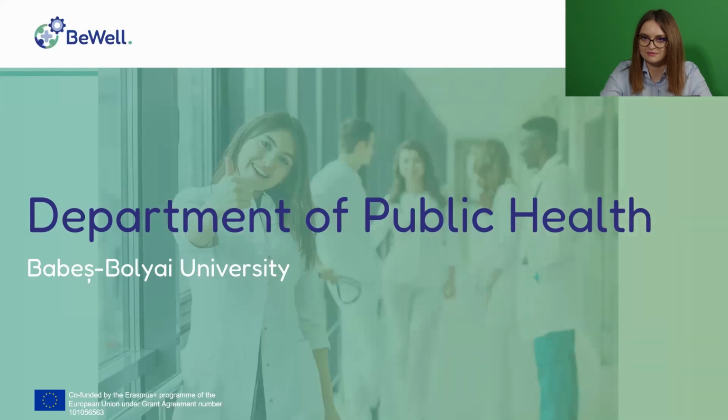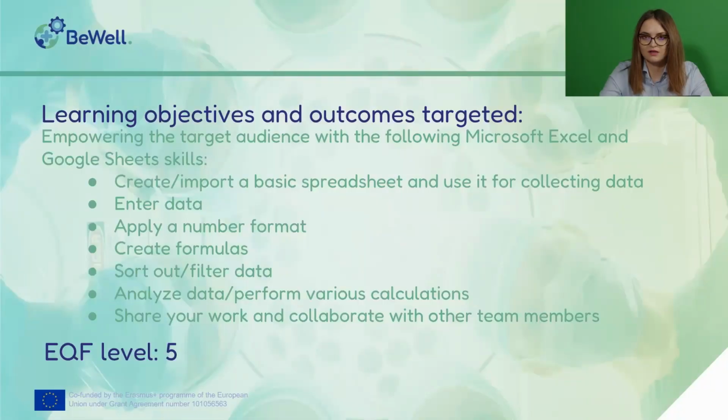The learning objectives and outcomes targeted in this part of the training program are aimed towards creating and importing a basic spreadsheet and using it for data collection, entering data, applying a number format, creating formulas, sorting out and filtering data, analyzing data and performing various calculations, and sharing our work and collaborating with other team members. The EQF level targeted is number 5.